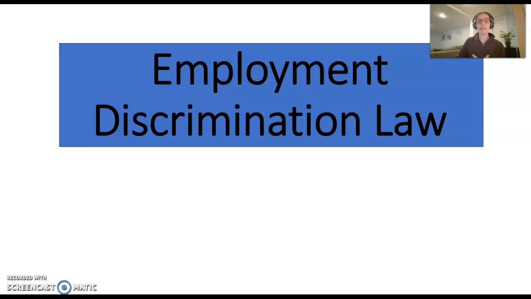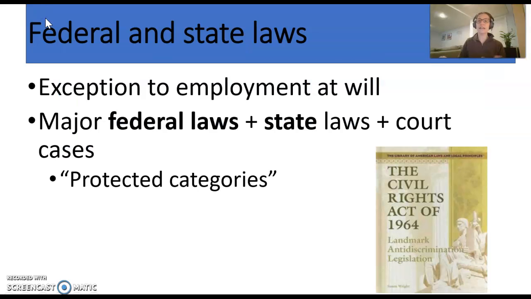Just by way of remembering, employment discrimination laws are exceptions to employment at will, because these are reasons that we are not allowed to terminate someone for reasons that are based in discrimination. For discrimination laws in employment, there's a combination of federal and state laws. Primarily, what I'm going to focus on in this PowerPoint are the federal laws, because those are the really big ones, but every state has their own set of discrimination laws as well.